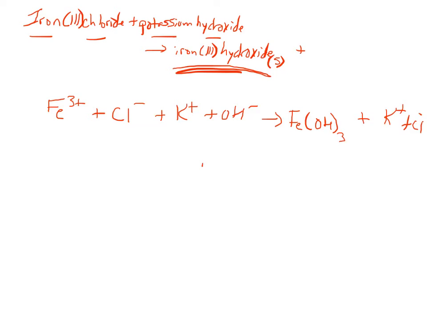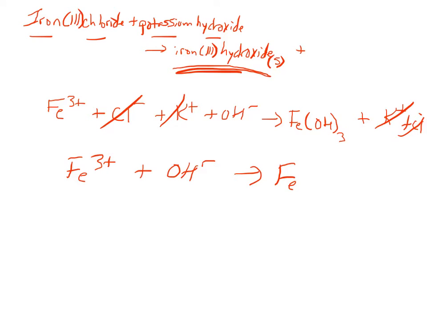So, if we look at spectator ions, we're going to see, well, chlorine, that one's there, potassium, that's a spectator ion. So I'm left with this, Fe3+ plus OH- yields Fe(OH)3.